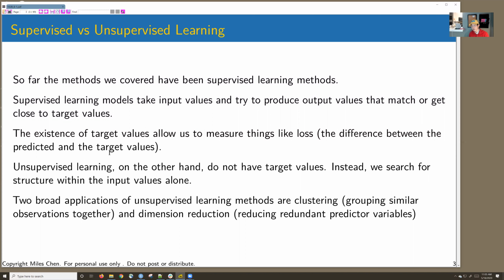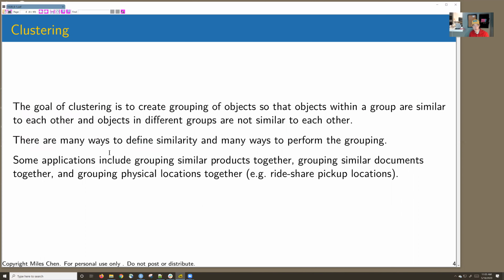Or later on, there are other unsupervised methods such as dimension reduction. Dimension reduction counts as unsupervised learning, and we'll take a look at that.